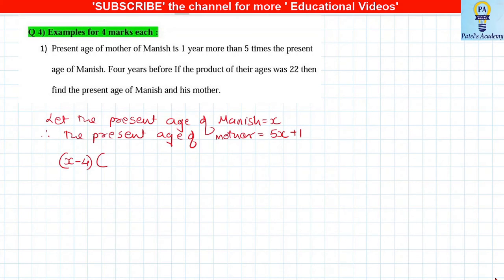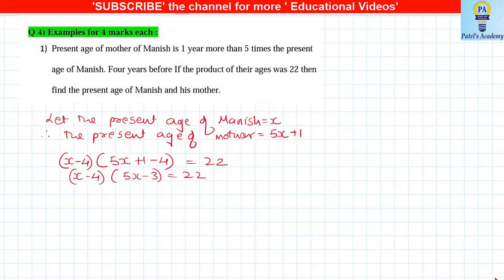So x minus 4 is the age of Manish 4 years before. The age of mother, present age is 5x plus 1. So 4 years before will be 5x plus 1 minus 4. Okay, and that is given as 22. So we just did minus 4 to the present ages, multiplied and put equal to 22. Okay, so what I get is x minus 4. Let me solve the second bracket first. 5x minus 3 equals to 22.